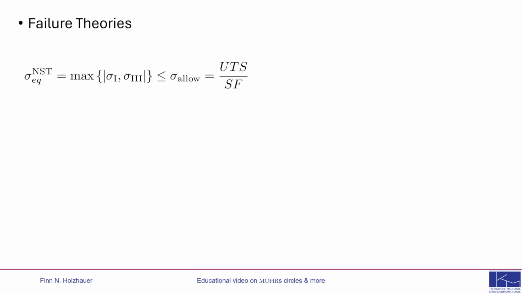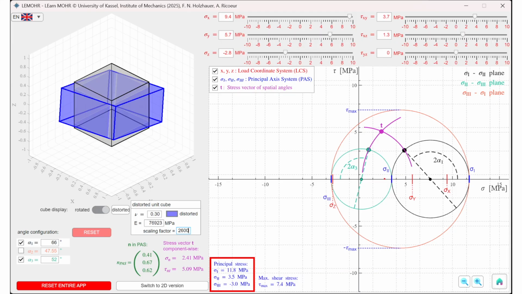According to Rankine, the normal stress theory applies to materials that fail in a brittle manner. If the largest principal stress in absolute value is smaller than the allowable stress, failure at that point in the component is not expected. The allowable stress is the quotient of the ultimate tensile strength, the stress at which fracture occurs, and the chosen safety factor. The required principal stresses can be conveniently read from the stress diagram.